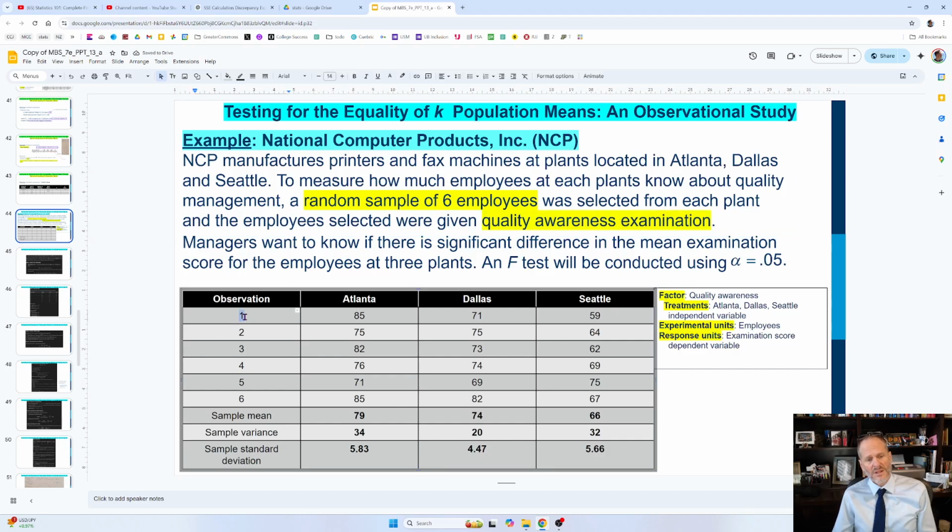So this is our first, we select 6 employees from each plant. And so at each plant, 1, 2, 3, 4, 5, 6, we have the test scores from 6 employees. There are the 6 employees from Dallas, there are the 6 employees from Seattle, and there are the 6 employees from Atlanta. And then we have a sample mean, and then we have sample variance, and then we also have the sample standard deviation.